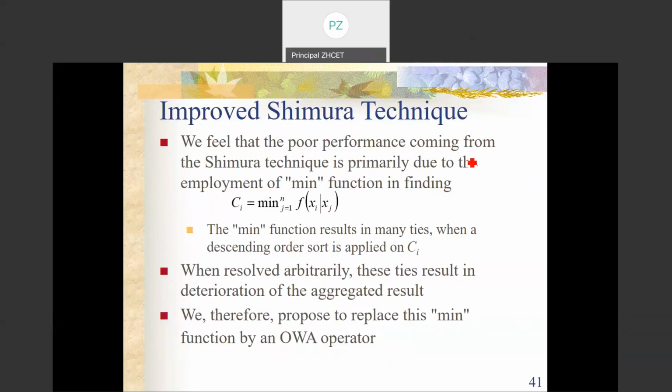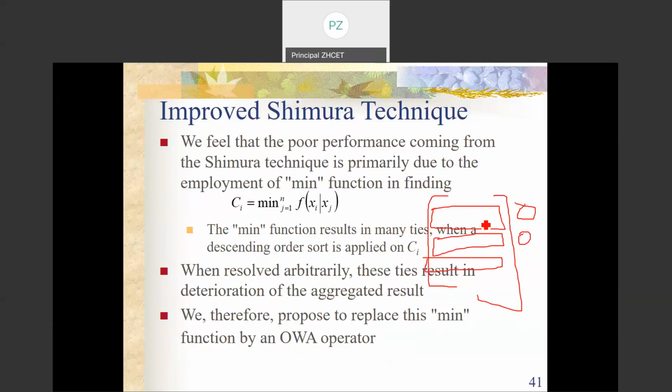We feel that the poor performance of the Shimura technique is primarily due to the employment of, you remember we had this preference matrix, and then we used to find the min function row wise to get a value here. In the Shimura technique I'm talking. Then the min value across all the row elements. Now the problem remains, whenever we find the min value, only the min value is there and the spread of the remaining elements is simply lost.